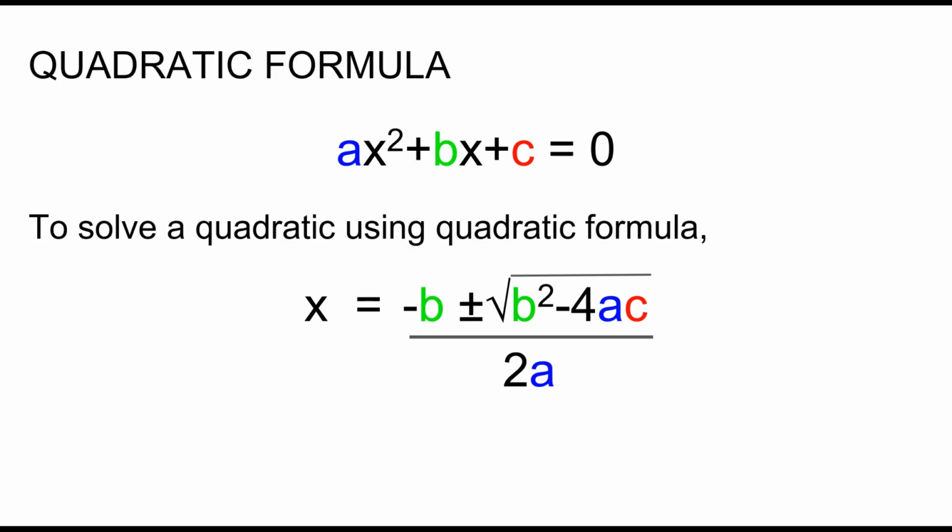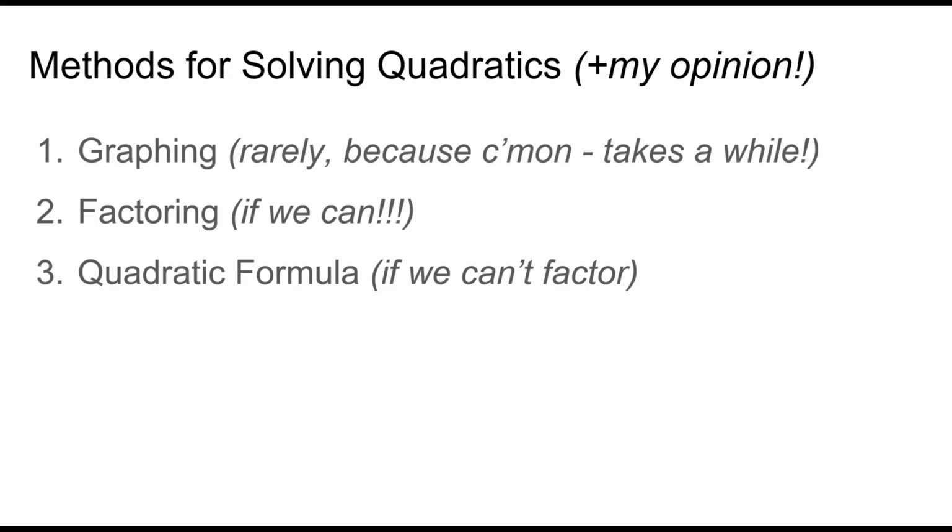So the way the quadratic formula works is it's the opposite of b plus or minus the square root of, so it's a big square root symbol, b squared minus 4ac all over a big fraction bar, 2a. So these are all the methods of solving quadratics plus my opinion. You can solve quadratics by graphing. We rarely do that because it just takes so long. Factoring if we can, because usually that's the quickest, and quadratic formula if we can't factor.